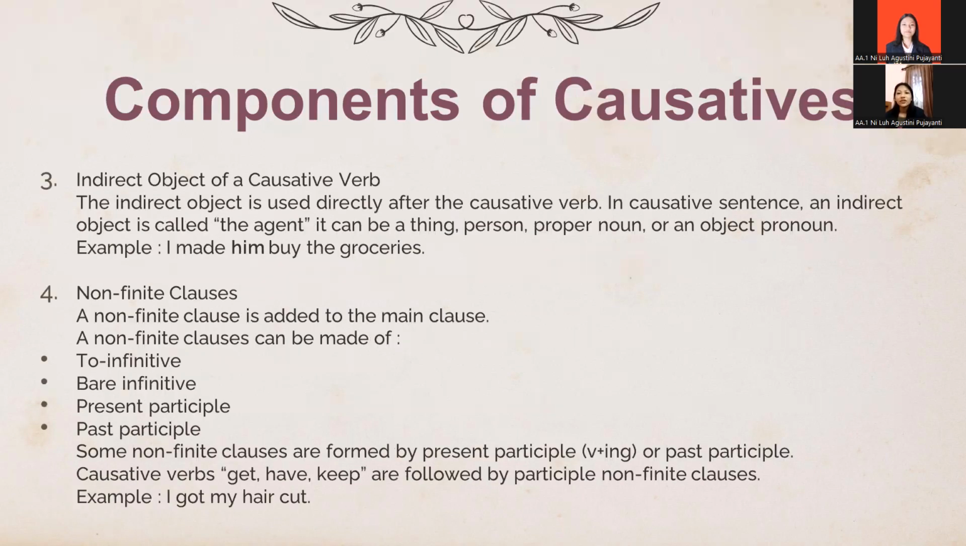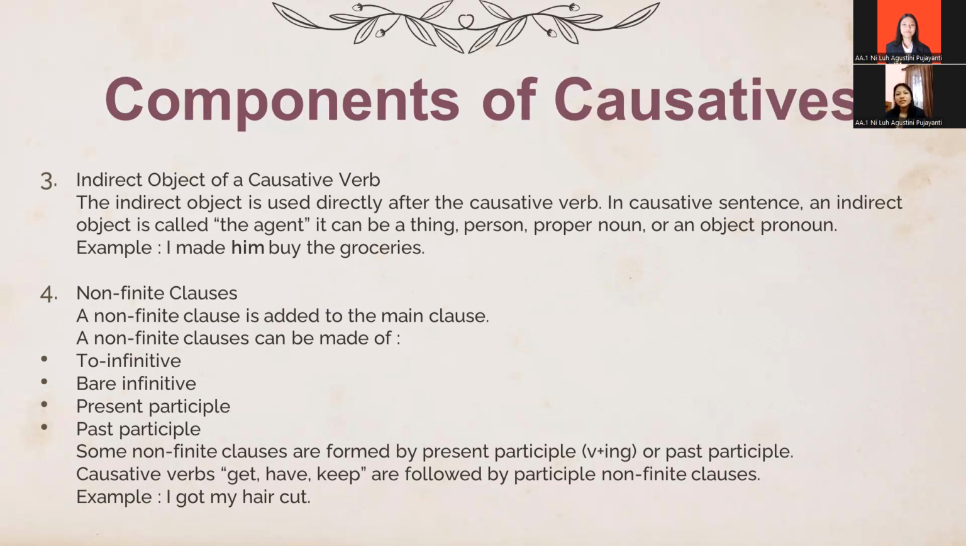And the third component is the indirect object of a causative verb. The indirect object is used directly after the causative verb. An indirect object in causative voice is called the agent, and it can be a thing, person, proper noun, or a noun object pronoun. For example, I made him buy the groceries. So in the sentence, the indirect object is him, and it is included in object pronouns.